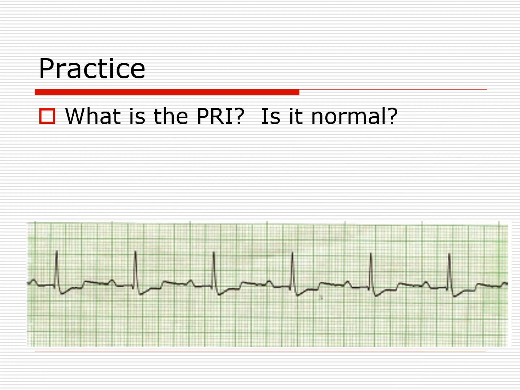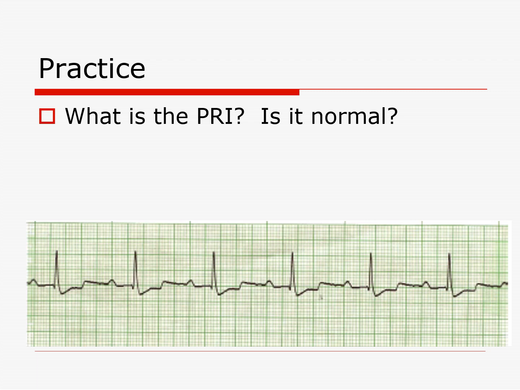All right, so we're looking at this practice strip. Is the PR interval normal? It is not normal. It is about 7.5 small boxes, so it's approximately 0.3 seconds, keeping in mind that a small box is 0.04.